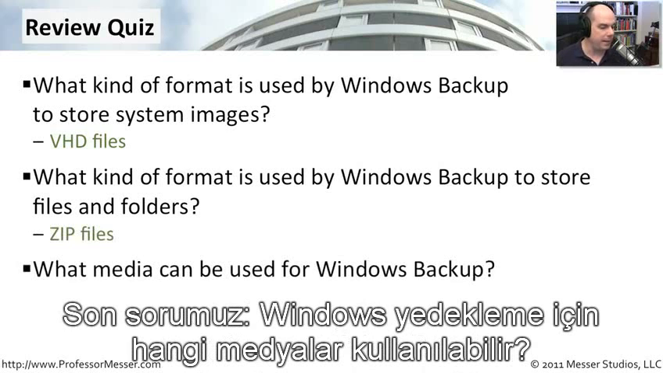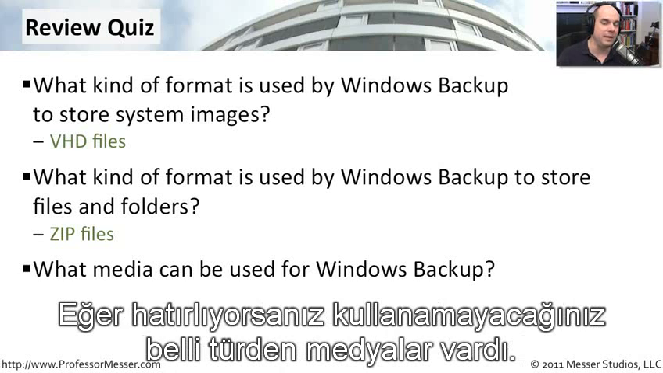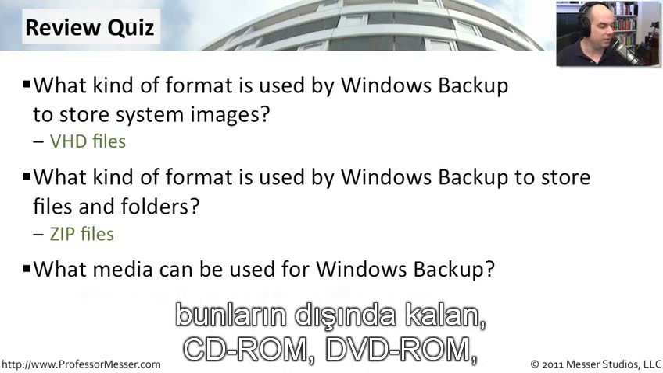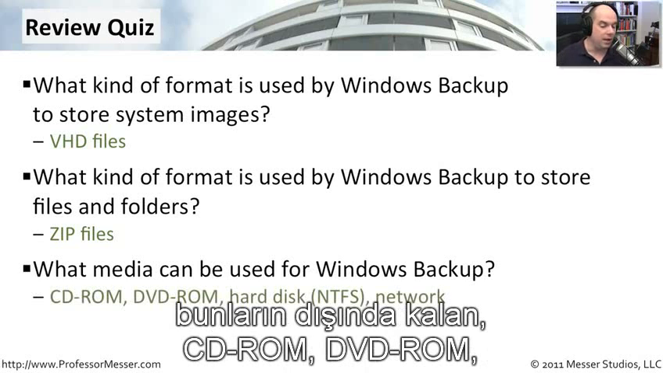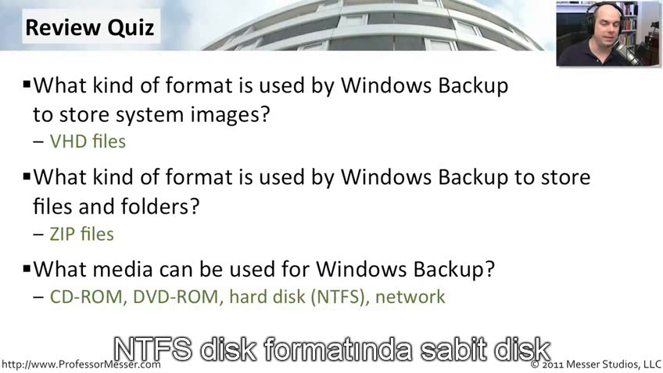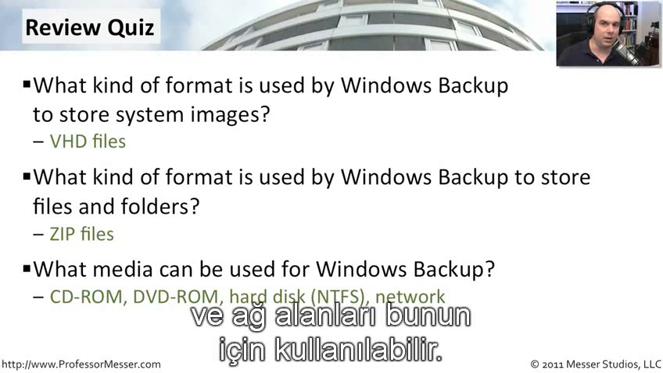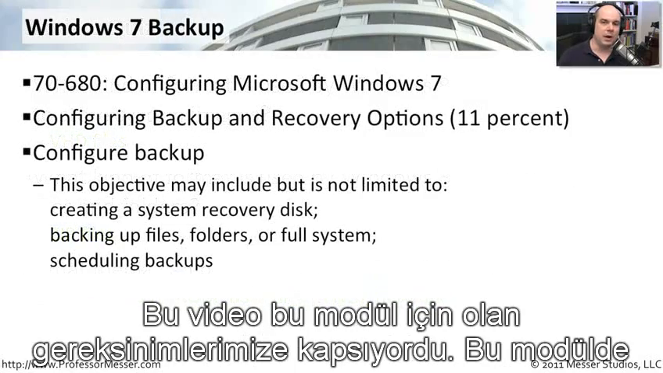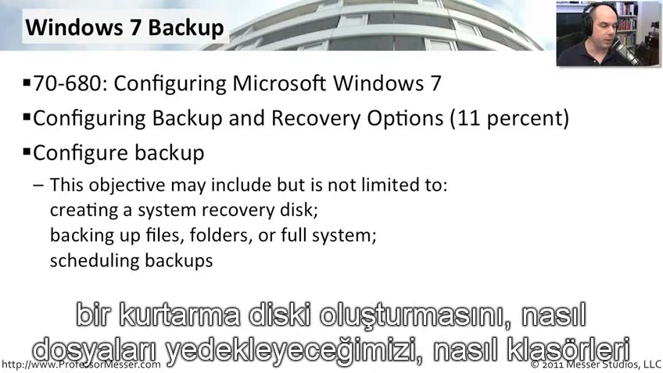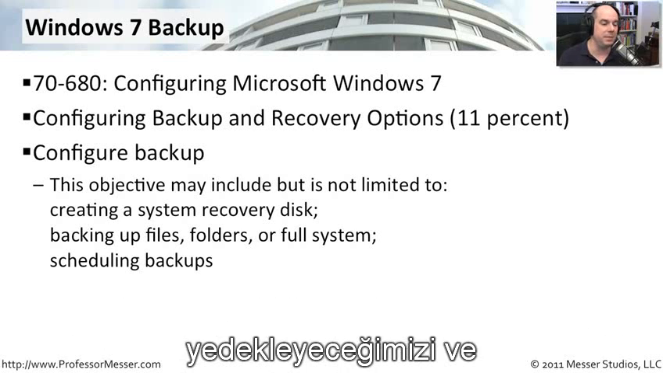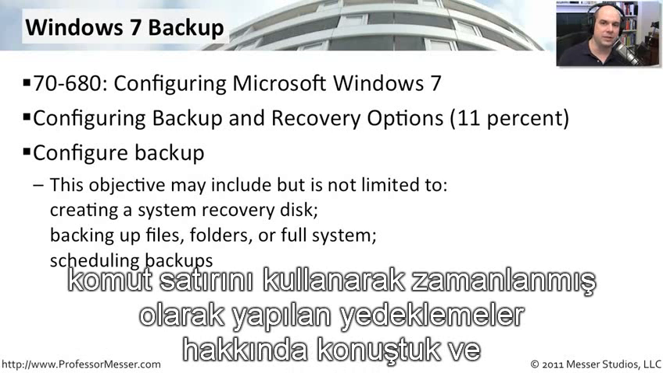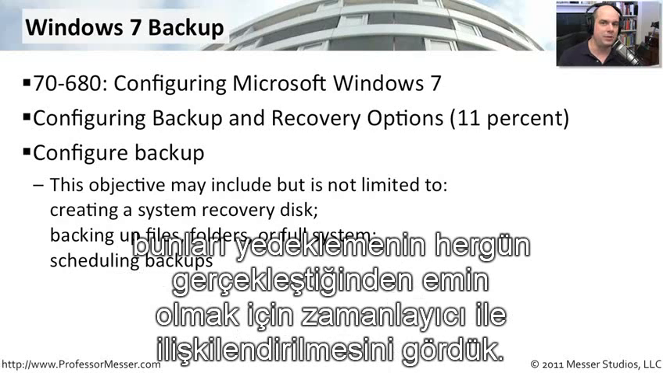And our last question, what media can be used for Windows Backup? If you recall, there were certain kind of media you could not use, and what was left over were the CD-ROM, DVD-ROM, hard disk with an NTFS disk format, and a network location. That covers our requirements for this module. We've gone through the creation of a recovery disk, how we could back up files, how we could back up folders, and do a full system image backup as well. And we talked about scheduling backups using command line and combining that with the scheduler to be able to make sure that our backups occur every day.